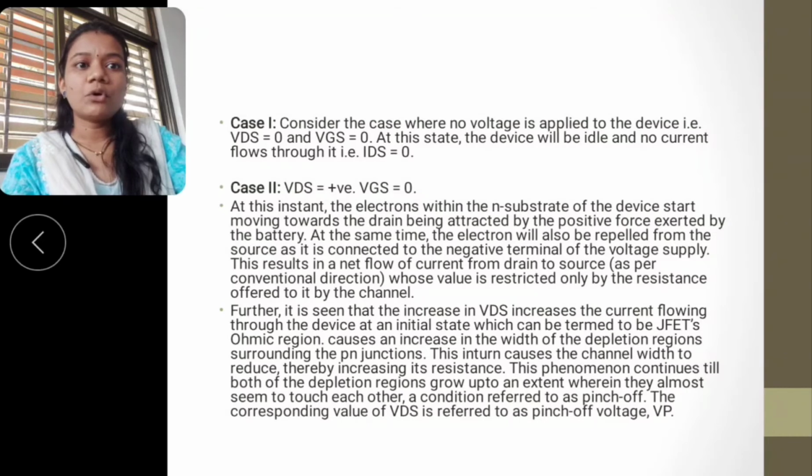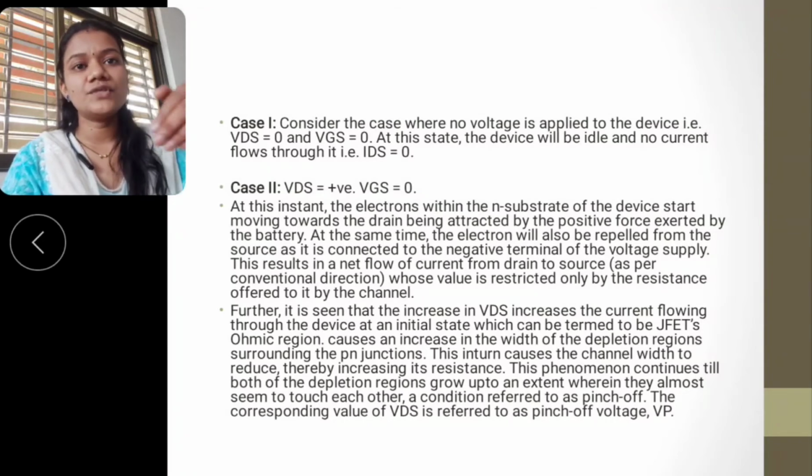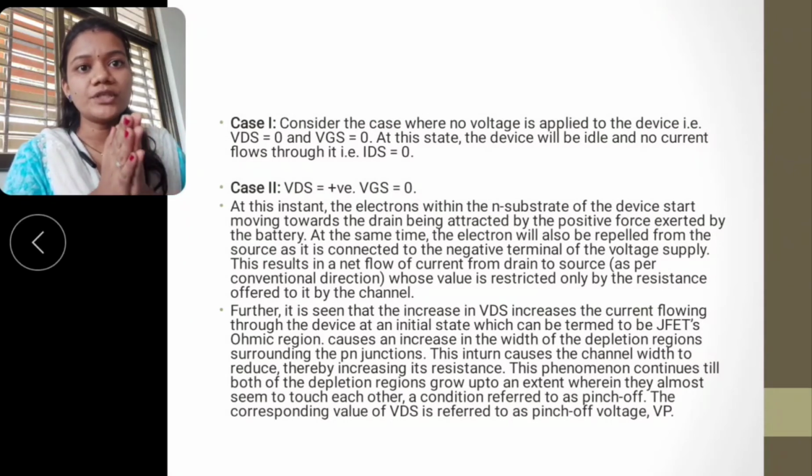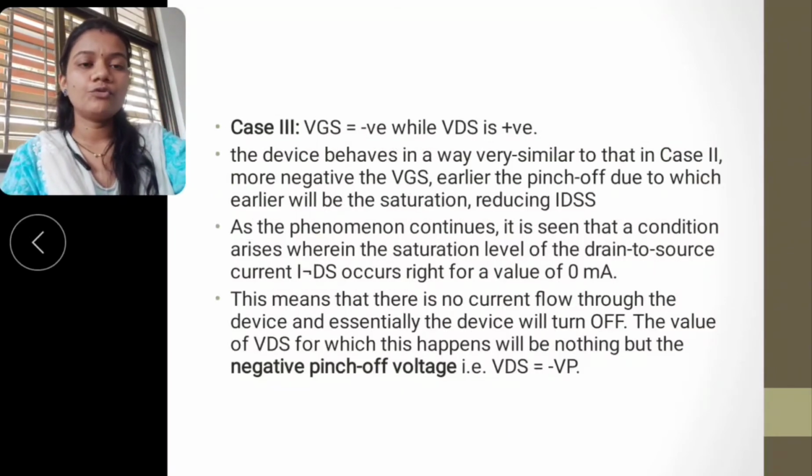It also causes an increase in the width of the depletion region surrounding the junction. The phenomenon continues until both depletion regions grow to the extent where they almost touch each other. When the two PN junctions touch each other, we call this voltage the pinch off voltage, or VP.